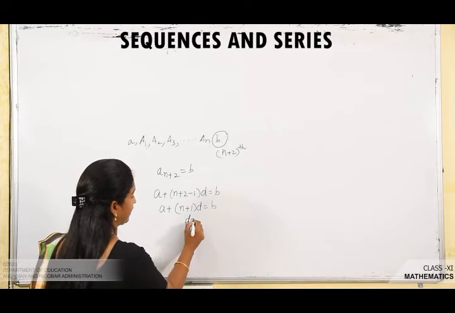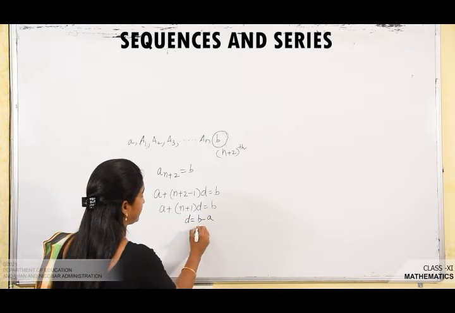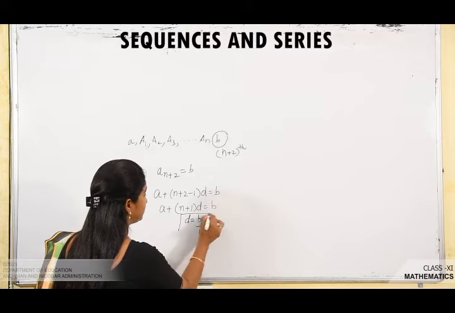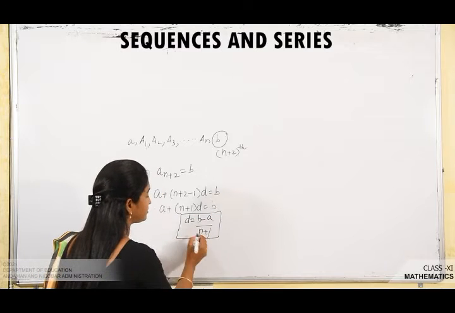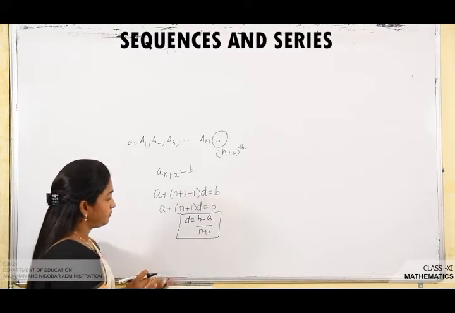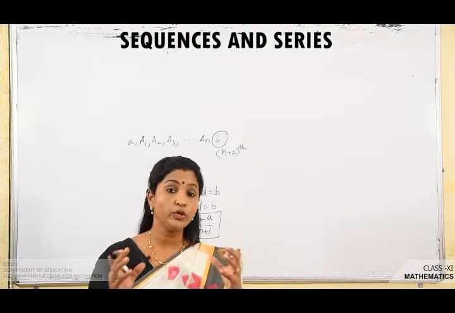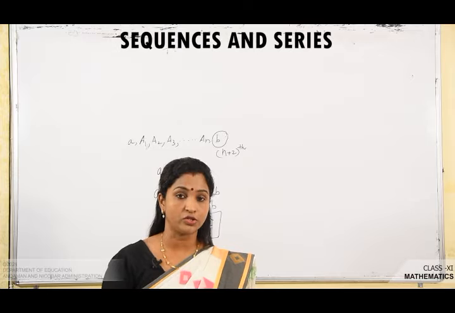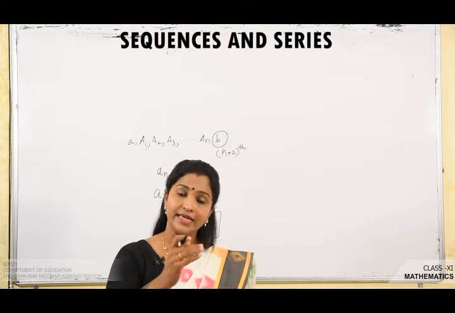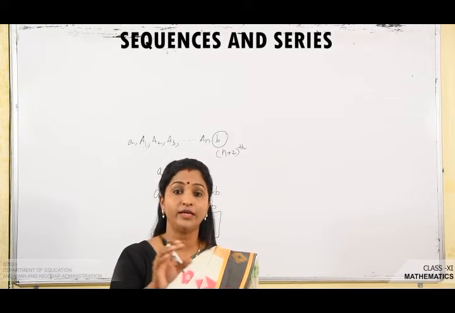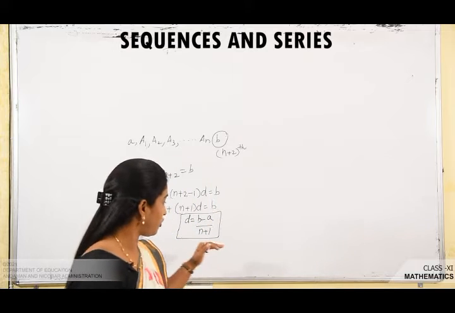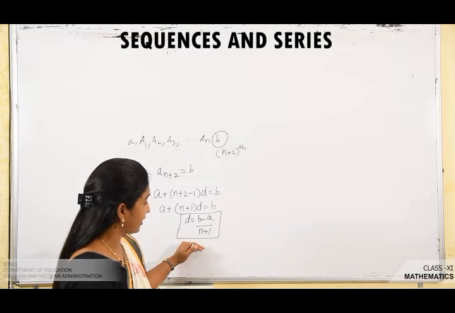So if you want to find the value of D, it will be B minus A by n plus 1. So this is the common difference. You got it? B minus A by n plus 1. So if you want to insert numbers between two numbers so that the numbers are in AP, you can easily find the numbers between A and B by using this formula, D is equal to B minus A by n plus 1.